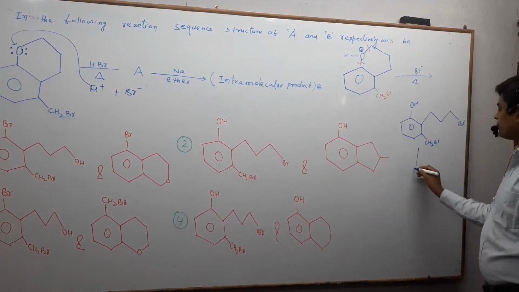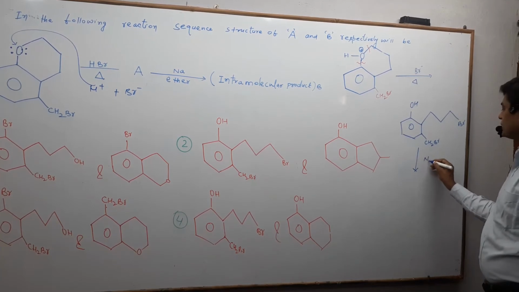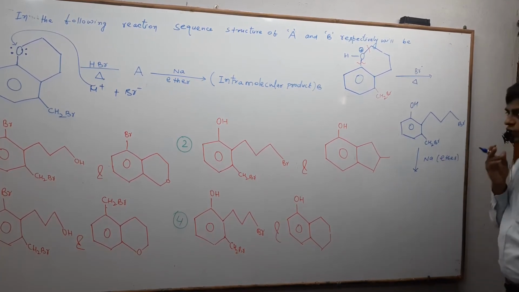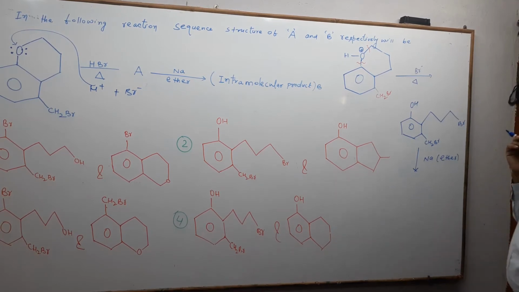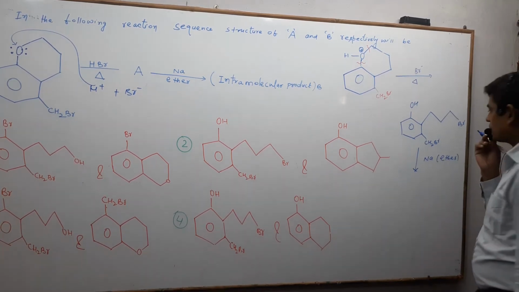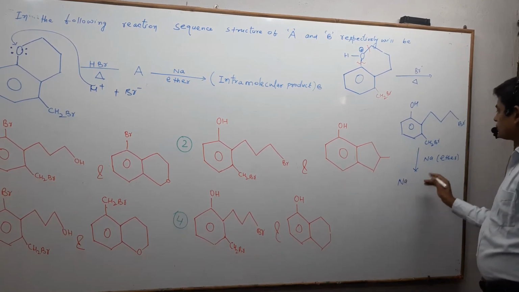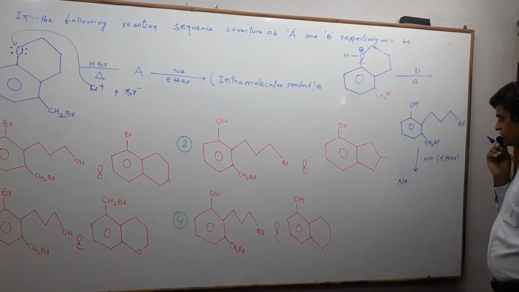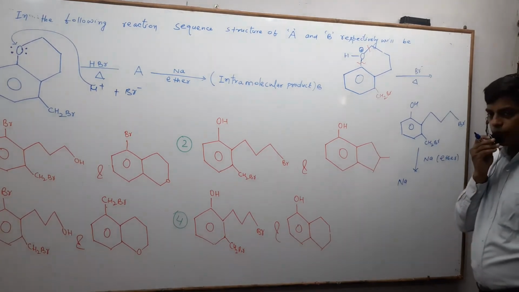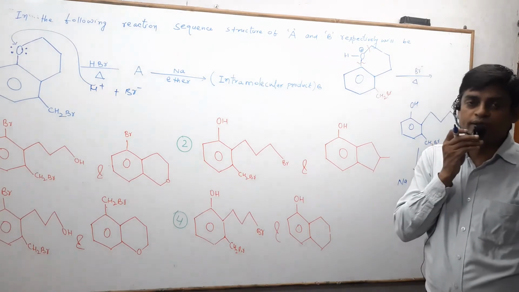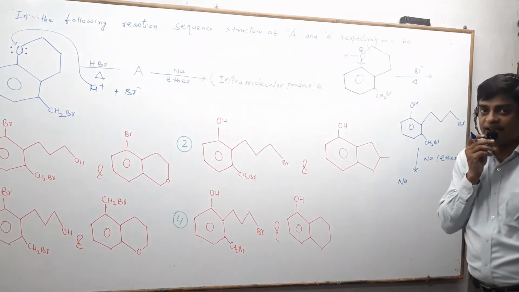Now this product is treated with sodium in ether. Ether is a solvent, and we know that ether is an aprotic solvent. This is a very standard reaction. When an alkyl halide is treated with sodium in ether, it is a Wurtz reaction, so it will form an alkane-like structure.